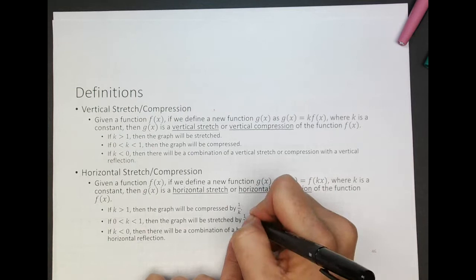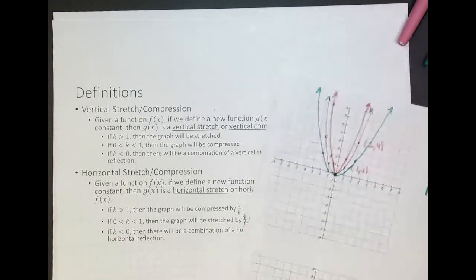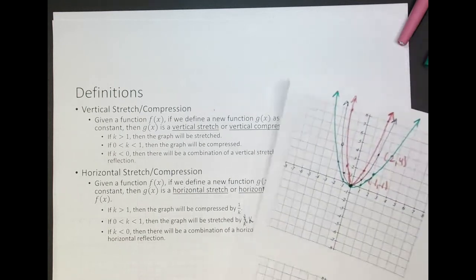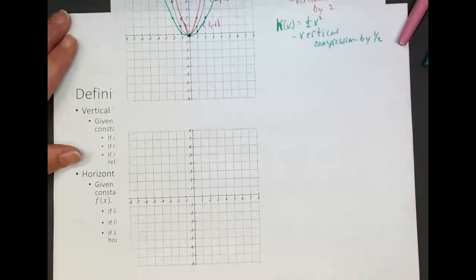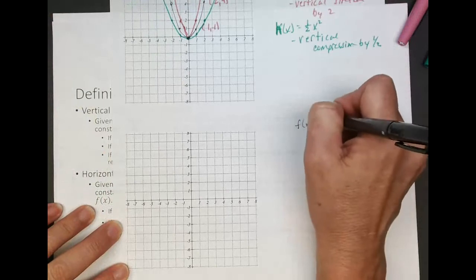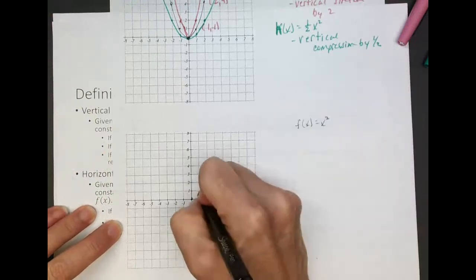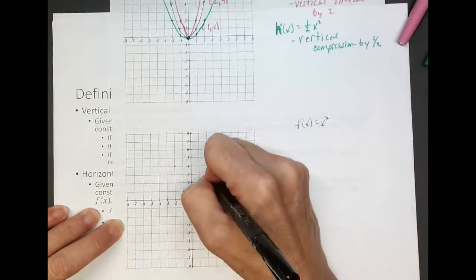That's a typo. I think that should say k. All right. If k is negative, of course, then we have two transformations going on. We're reflecting and stretching or compressing horizontally. So let's take a look at an example of that. Let's see. I guess we'll stick with the quadratic function. It's been working nicely. Okay, so that toolkit function, let's sketch that on here.